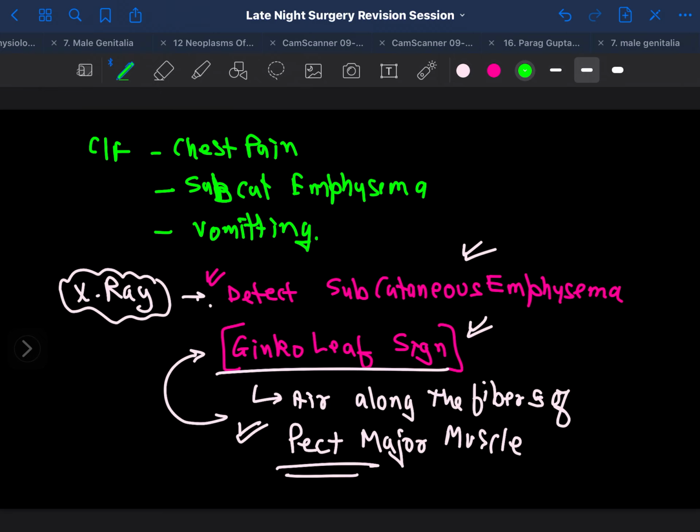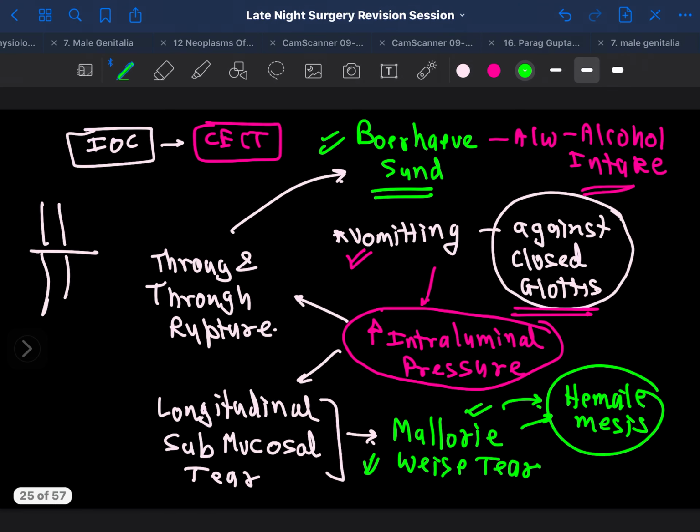What are the clinical features? The patient will get chest pain, subcutaneous emphysema, and vomiting. On the X-ray, you will be able to detect subcutaneous emphysema, and you can also have this ginkgo leaf sign. And what is this ginkgo leaf sign? This is basically air along the fibers of the pectoralis major muscle. Then I told you that the investigation of choice to diagnose esophageal perforation is CECT, because we are trying to find the air, and CT is the best investigation for air.